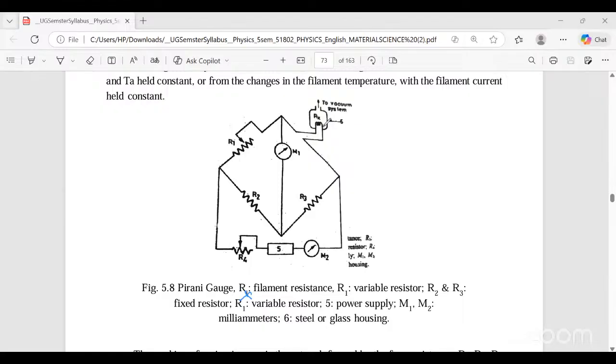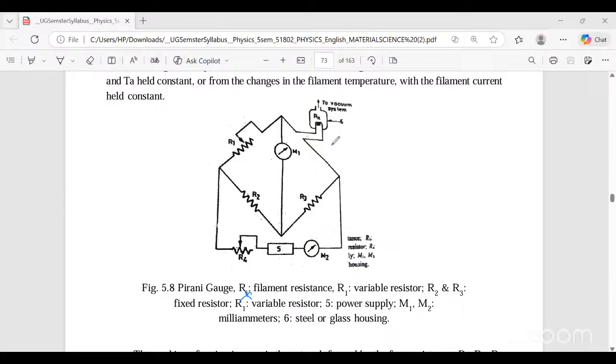If you see the working of this Pirani gauge, it is the network which is formed by these four resistors: Rx, R1, R2, R3. This is the network which is formed. M1 and M2 are nothing but the milliammeters, where we can measure the current here.